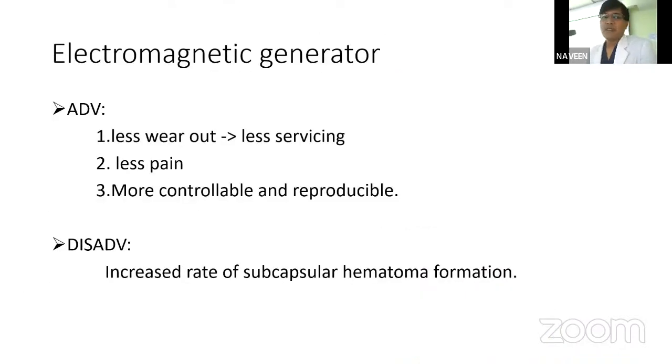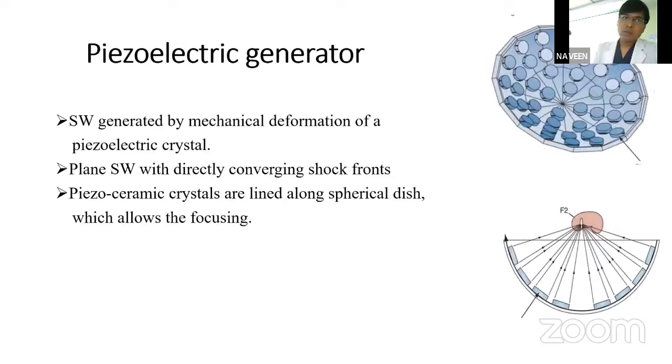So the advantage of the electromagnetic generator is they have very little wear and tear, so they need less servicing compared to the electro-hydraulic type of generator. They produce less pain, and they are more controllable and more reproducible. But the disadvantage of this generator is they produce more subcapsular hematoma, because they produce very high peak energy at the F2 point.